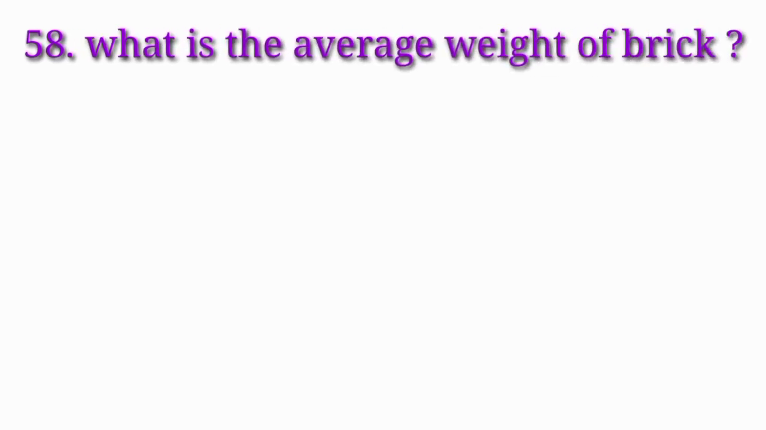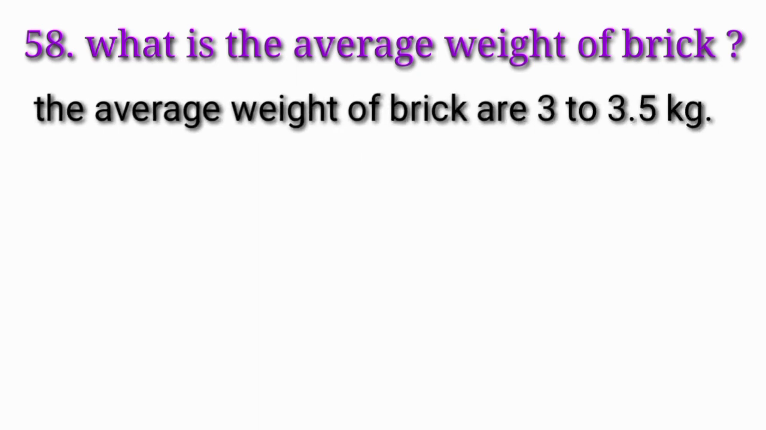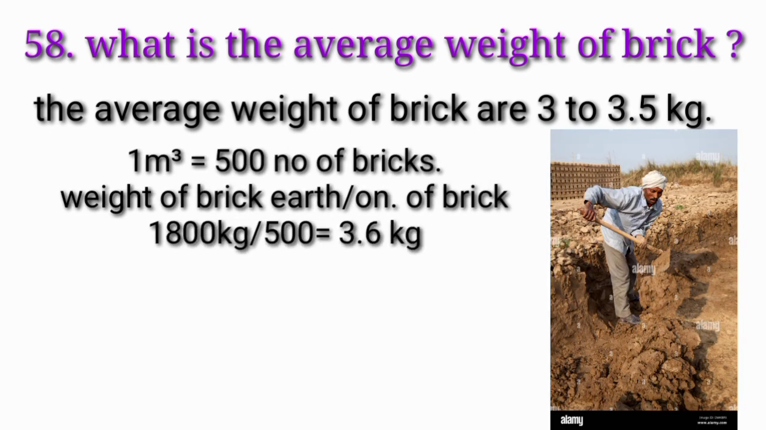Number 58, what is the average weight of a brick? The average weight of a brick is 3 to 3.5 kg. To calculate it, 1 meter cube is equal to 500 bricks. The formula is weight of brick earth divided by number of bricks: 1800 kg divided by 500 is equal to 3.6 kg. So 1 brick weighs 3.6 kg.